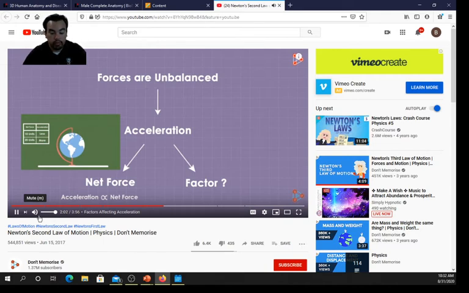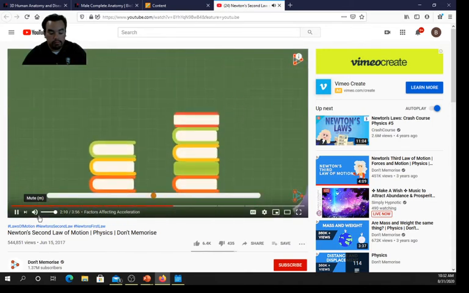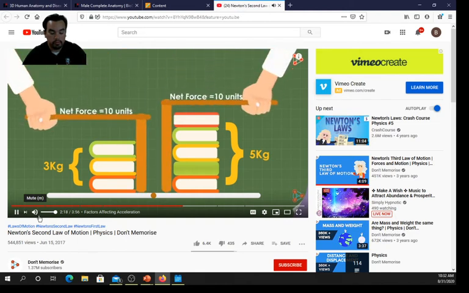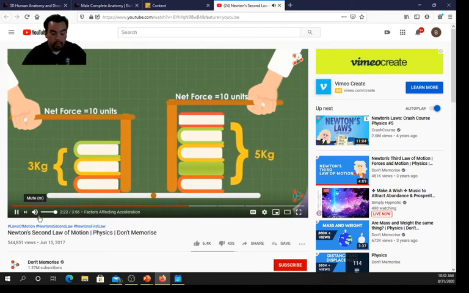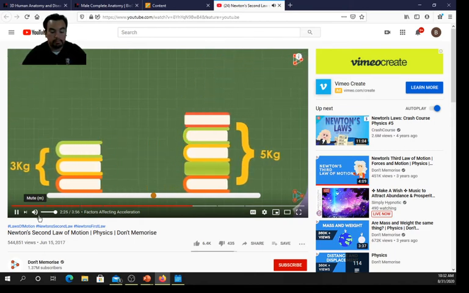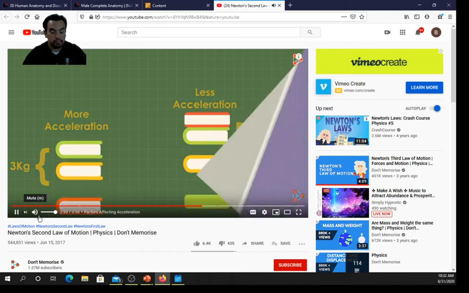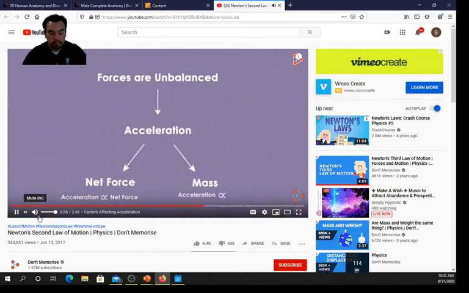Come on, now I want you to think about the second quantity the acceleration will depend on. Let's say there are two objects on the table. One has a mass of 3 kilograms and the other has a mass of 5 kilograms. Now, if you apply net force of 10 units to each of them, which one do you think will accelerate more? Surely it's the 3 kg one because it has lesser mass. Lesser the mass, more the acceleration. And more the mass, lesser the acceleration. Hence we can say that acceleration depends inversely on the object's mass.